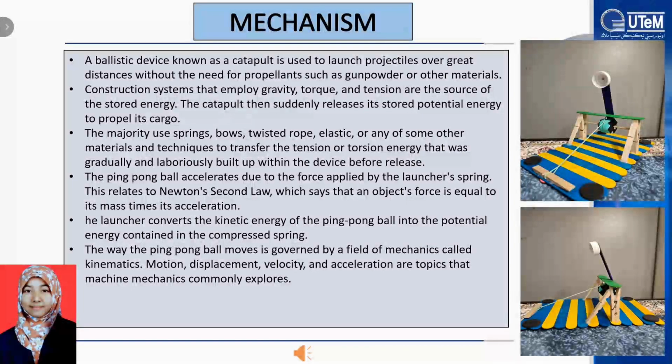Mechanism. A catapult is a ball-stick device used to launch projectiles over great distances without the need for propellant, switches, gunpowder, or other materials. Construction systems that employ gravity, torque, and tension are the source of the stored energy. The catapult then suddenly releases its stored potential energy to propel its cargo. Most use springs, bows, twisted rope, elastic, or some other materials and technique to transfer the tension or torsion energy that was gradually and laboriously built up within the device before release.